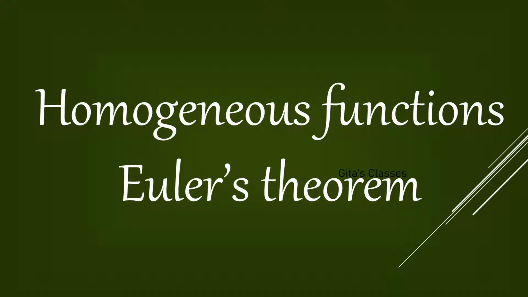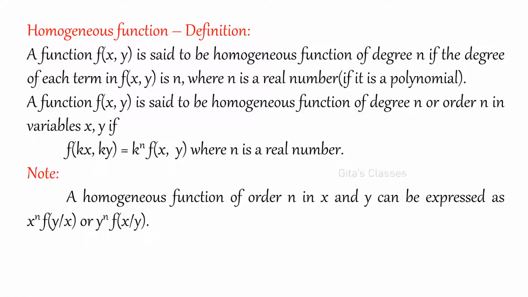Today we are going to see homogeneous functions and Euler's theorem on homogeneous functions. By definition, you would already have studied what a homogeneous function is. Suppose you have, for example, x squared plus 4xy plus y squared, is it homogeneous? Yes, you have power 2, 2, 2, and so on. So if it is a polynomial, you can find out like this.